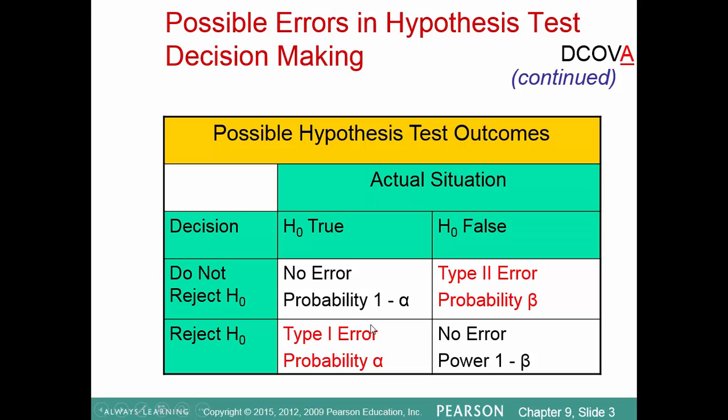A type 1 error is when the null hypothesis is actually true, but you reject it in your test. The probability of this occurring is alpha. And a type 2 error is when the null hypothesis is false, but you fail to reject it with your test. And the probability of this type of error is called beta.